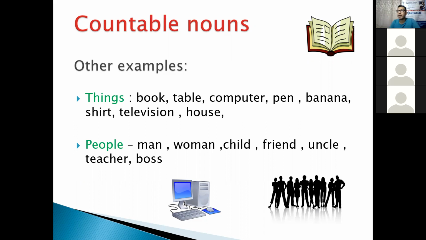Now we have some irregular nouns when they become plural. So we have people, man, woman, child, friend, uncle, teacher, boss, and bottle too. So these are countable nouns. Later on, we will see the plural forms for irregular nouns.